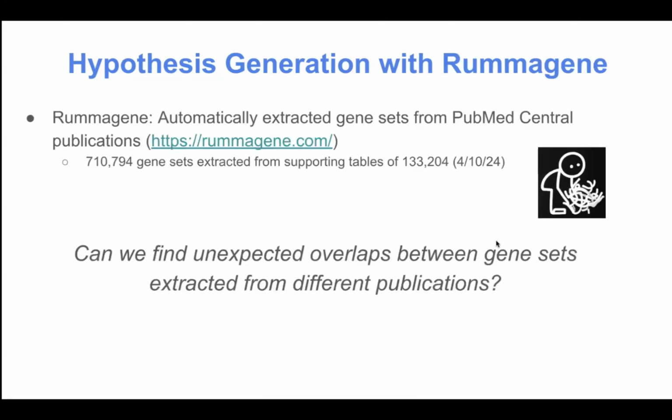Rummagene is a resource that has automatically extracted gene sets from PubMed Central publications, specifically from their supplementary material. This is a very large collection of gene sets. As of the 10th, a few days ago, there were 710,000 gene sets extracted from 133,000 supporting tables. When we were writing the manuscript for this site, we wanted to ask the question: can we find any unexpected overlaps between gene sets extracted from different publications?